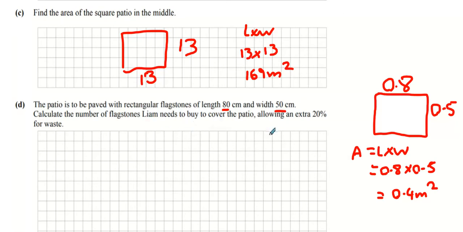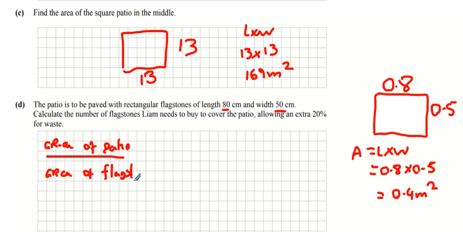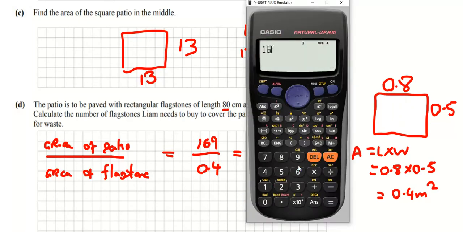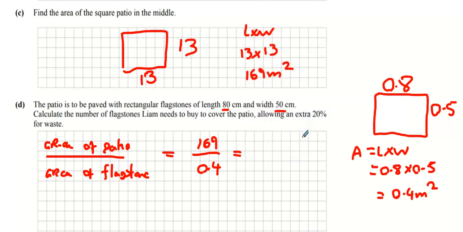Liam needs to cover the patio. So the patio is 169 meters squared. So the amount of flagstones you need is area of patio divided by area of one flagstone. So the area of the patio is 169. The area of the flagstone is 0.4. So 169 divided by 0.4 is 422.5 flagstones.